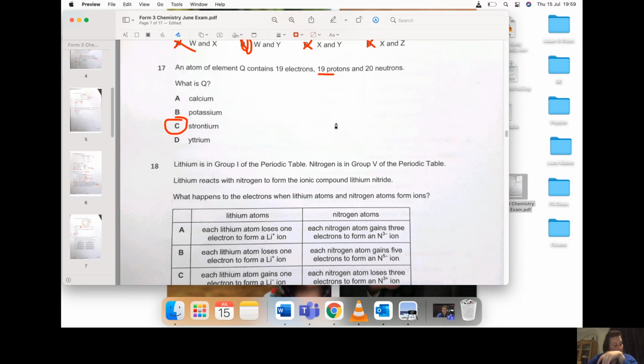Oh, not strontium, sorry. Potassium. Ignore that. Take that away. Potassium has 19 protons. Go to your periodic table, look it up. I'm just trying to check here. Looking at my periodic table, potassium has 19 protons. Therefore, your answer is potassium.